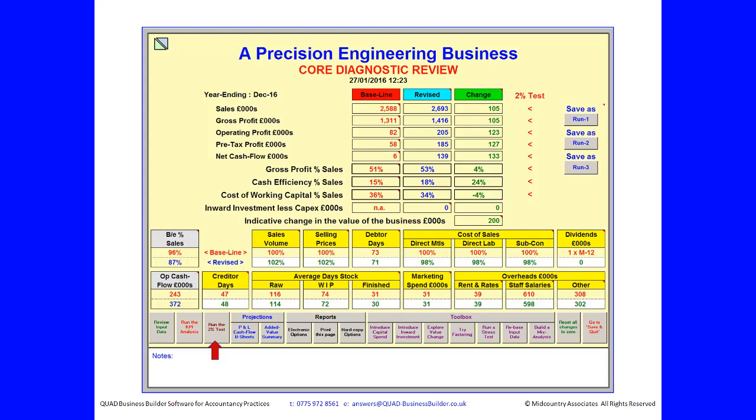The 2% test is a very effective client engagement tool, but because different drivers have different leverage, what's really needed is a means of identifying the ones that matter. And that's precisely what Quad's KPI analysis does.